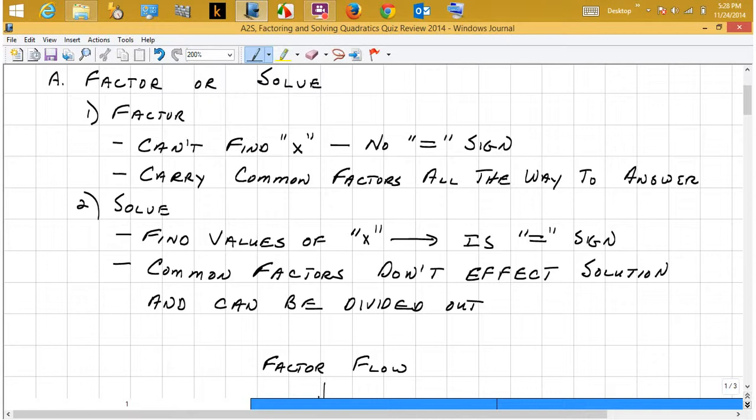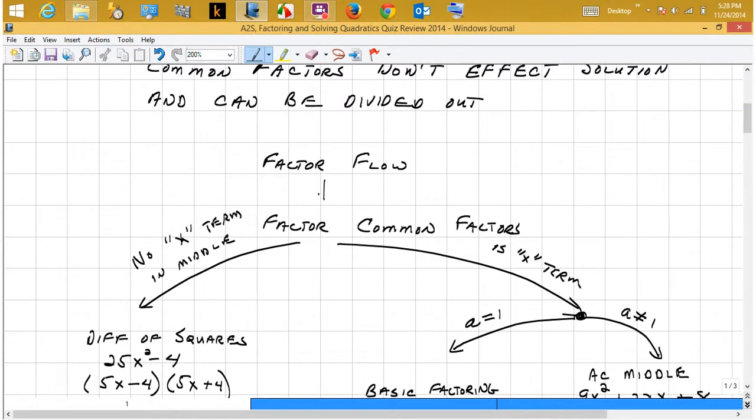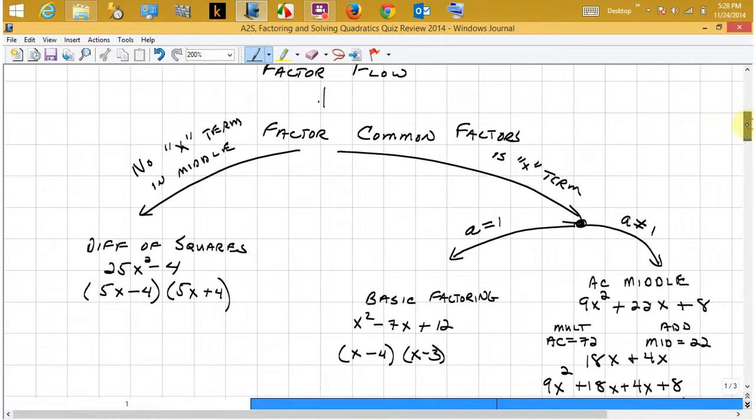So if, say, you had a common factor of 2, you could divide both sides by 2, and that common factor goes away. Now, the common flow that we're going to use to factor these things is, first, you're going to see if you can factor out any common factors. Once you've done that, then you're going to look and see if there's a middle term or an x term in the middle. If there's not, maybe it's a difference of squares, something like 25x squared minus 4, of which you can take the square root of the first number and the last number, get 5x minus 4, 5x plus 4.